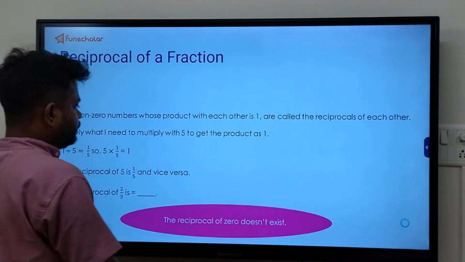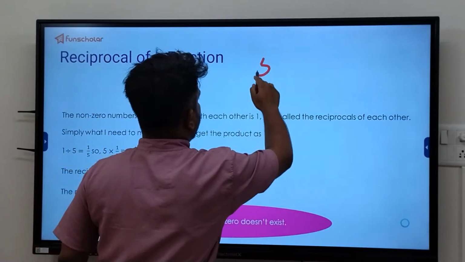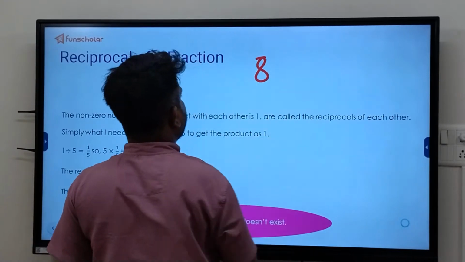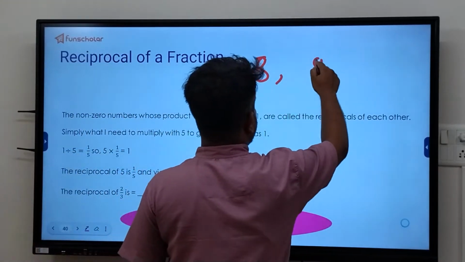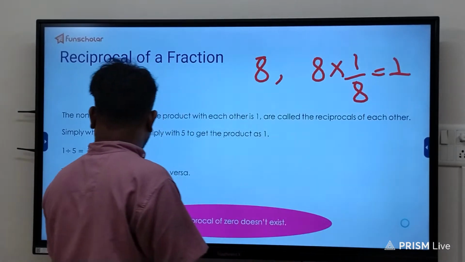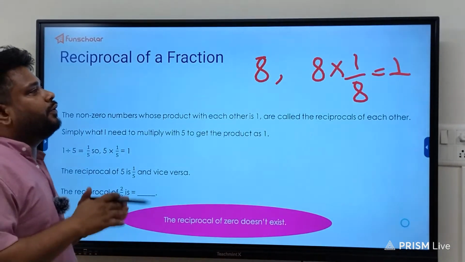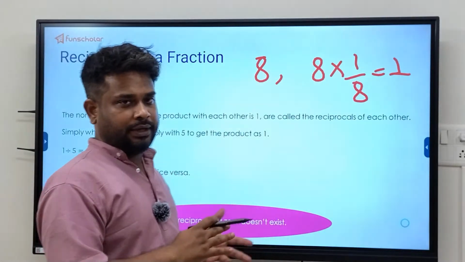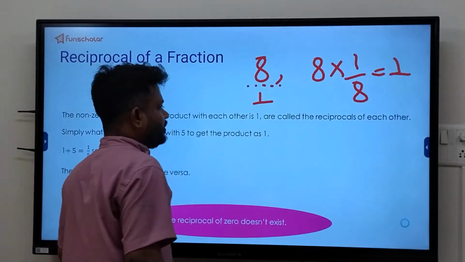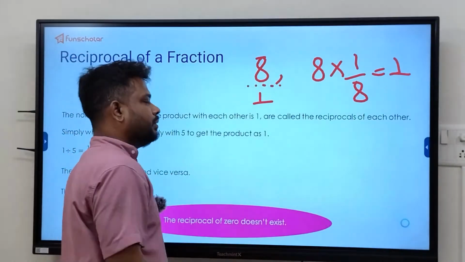This also applies to whole numbers. If you are asked to find the reciprocal of any number like 8, you can just multiply 1/8 with 8 to get 1. So in fractions we can just flip, and for whole numbers we also use flipping. Just think of 1 as the hidden number in the denominator position, and you can flip this to make it 1/8.